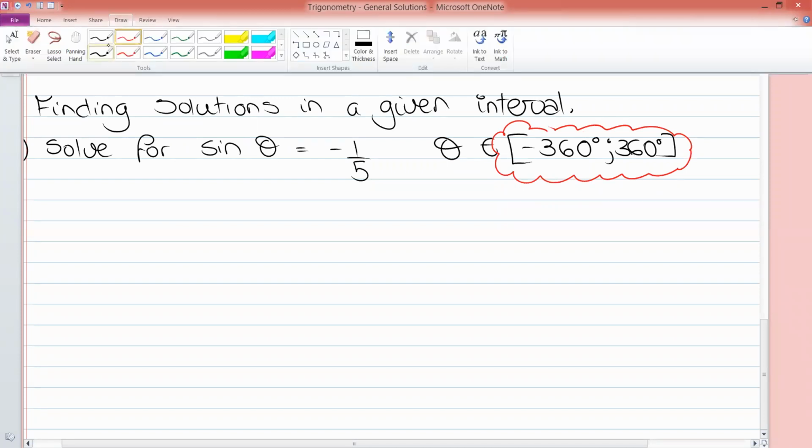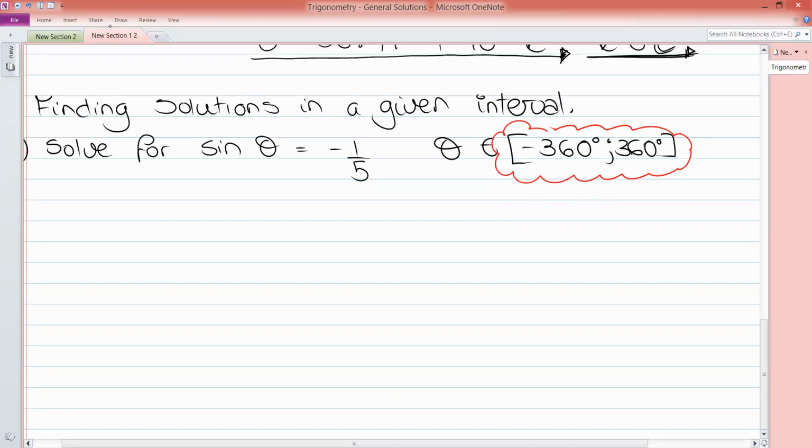So let's go ahead and first find our general solution. Sine theta is equal to -1/5. Inverse sine both sides.